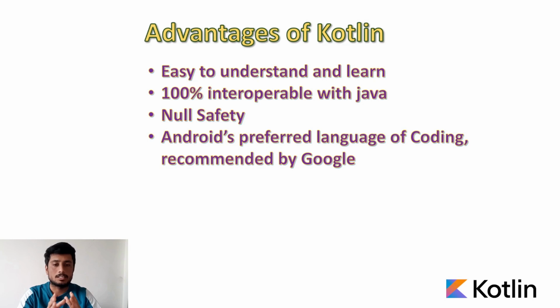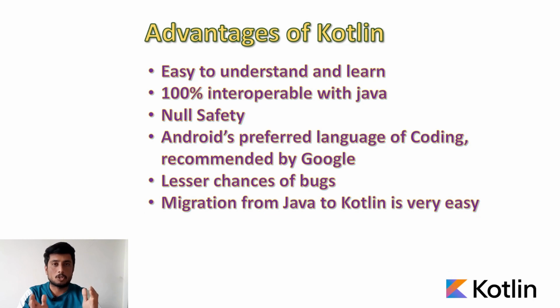Another one is that this is Android's preferred language of coding. Google announced that Kotlin is the preferred language for native Android development, and it is fast replacing Java in Android development. So for every new developer, it is crucial that he or she should know the Kotlin language. Another one is fewer chances of bugs. All the features like null safety and other features of the Kotlin programming language make it a very reliable and secure language, so there will be less chance of bugs in Kotlin code.